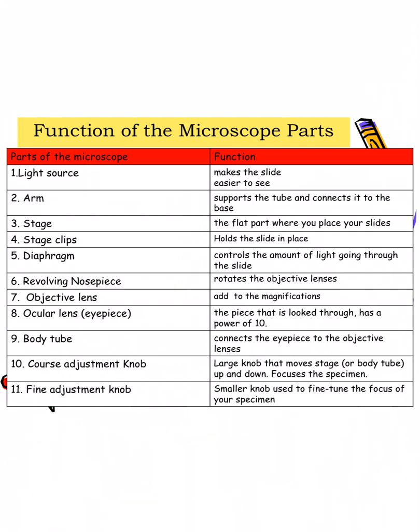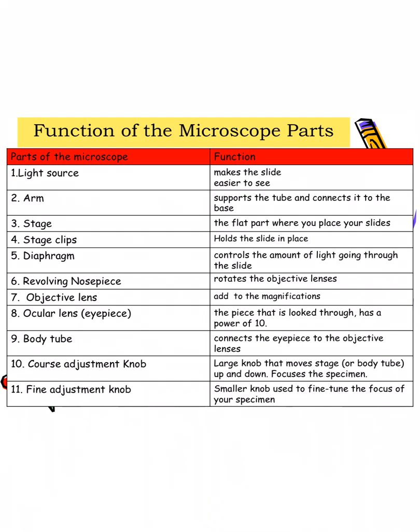The arm supports the tube and connects it to the base. The stage is the flat part where you place your slides. The stage clips hold the slide in its place. The diaphragm controls the amount of light going through the slide. The revolving nose piece rotates the objective lenses. The objective lens adds to the magnification.